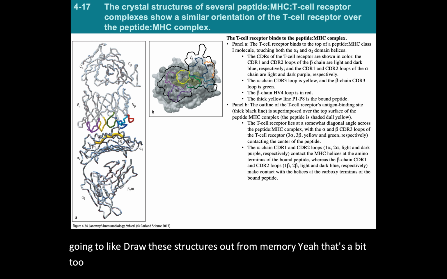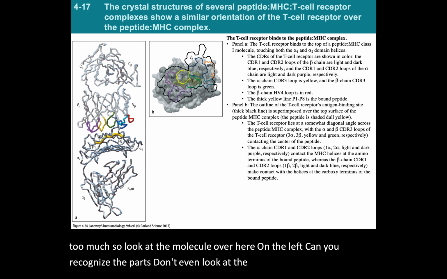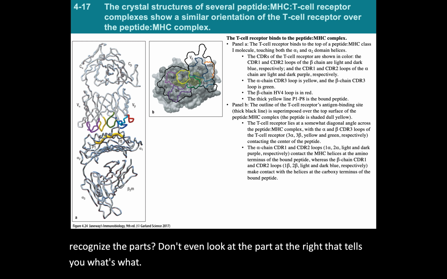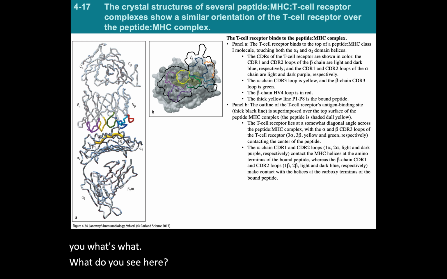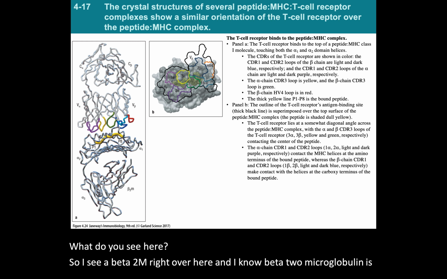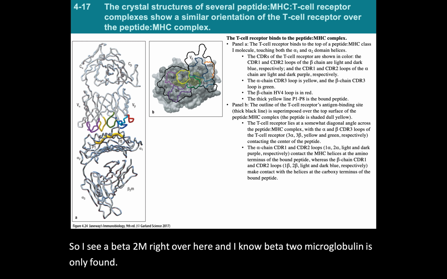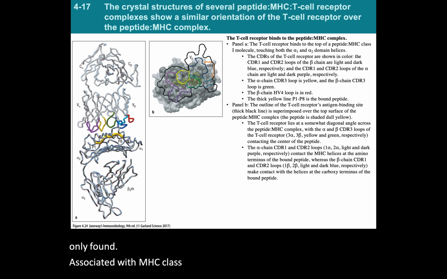So look at the molecule over here on the left. Can you recognize the parts? Don't even look at the part at the right that tells you what's what. What do you see here? So I see a beta 2M right over here. And I know beta 2 microglobulin is only found associated with MHC class 1. So this is going to be class 1.